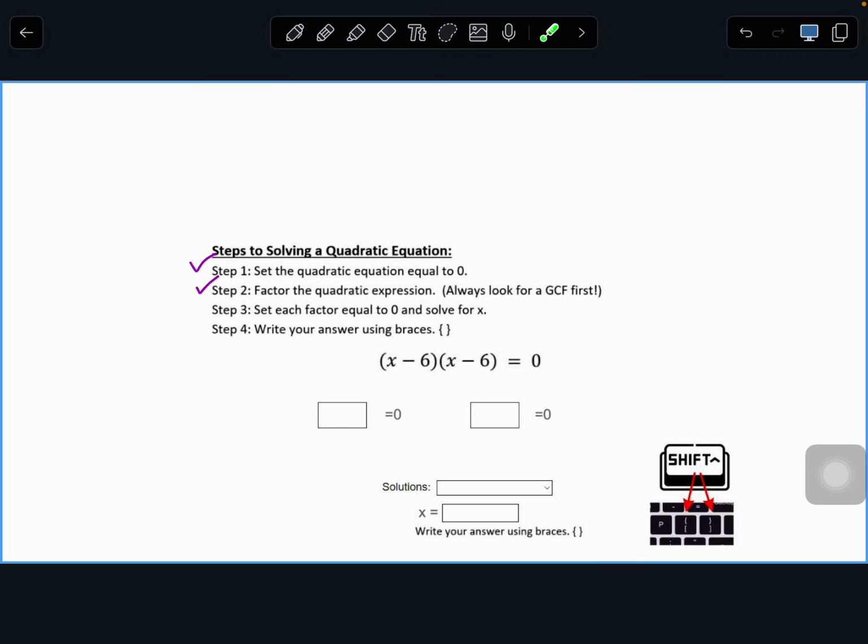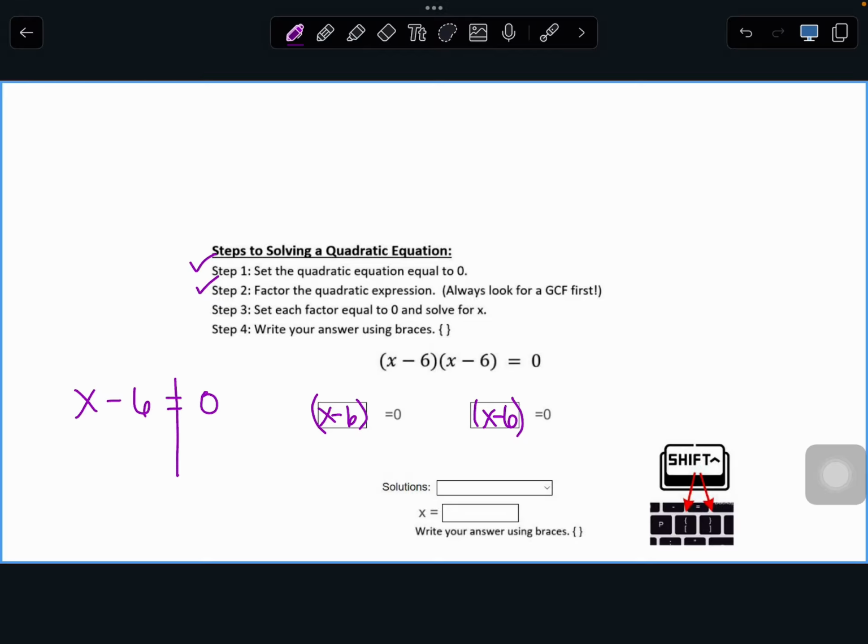And so step 3 says we're going to set each factor equal to 0 separately. So we're going to go ahead and put x minus 6 equals 0, and drag that down, and x minus 6 equals 0. And so we're just going to solve all these. I'm going to write it off here to the side.